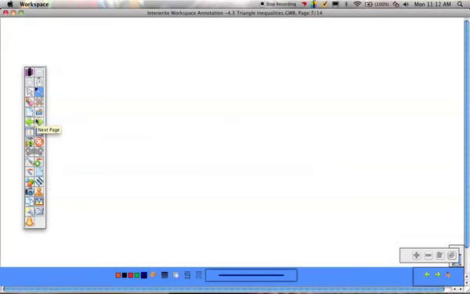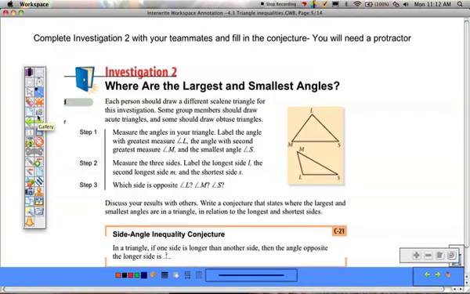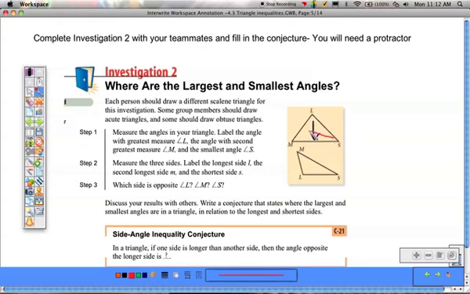And let's see. One more conjecture, it's another investigation. Where are the largest and smallest angles? So in class, we're going to draw a triangle, measure the angles and the sides, and make a conjecture about different sides. Now, which side is opposite angle L? Here's the side that's opposite angle L. Here's the side that's opposite angle S. And here's the side that's opposite angle M.